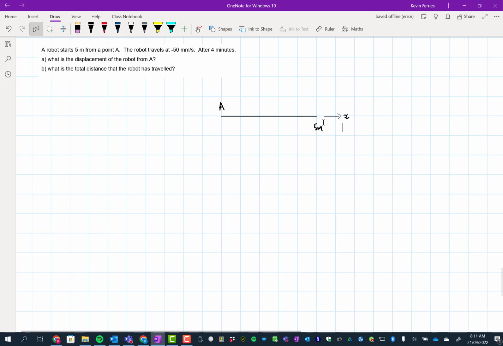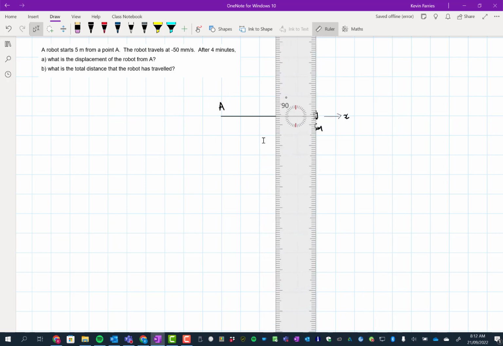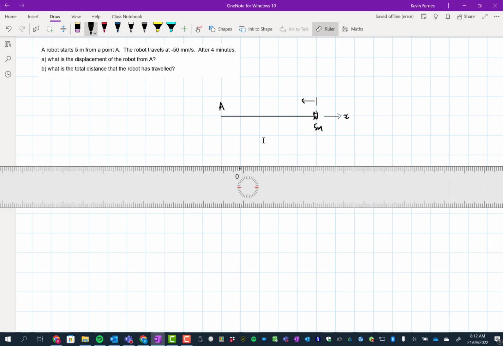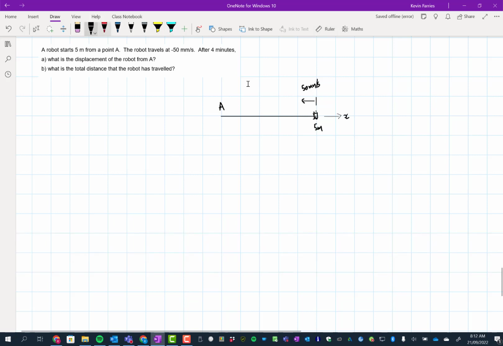And so it can often be nice to draw a bit of a sketch. So we've got some kind of robot, who knows what it looks like, a couple of wheels like so. And what you can do is show the position it's starting from, and we can actually show its velocity as well. So it's going like so, heading in this direction, and it's going 50 millimeters per second in the negative direction. I'm not putting the negative in here because I've shown the direction with the arrow. That's what this negative means. So what's the displacement after 4 minutes? What's the displacement from A? So let's figure that out.